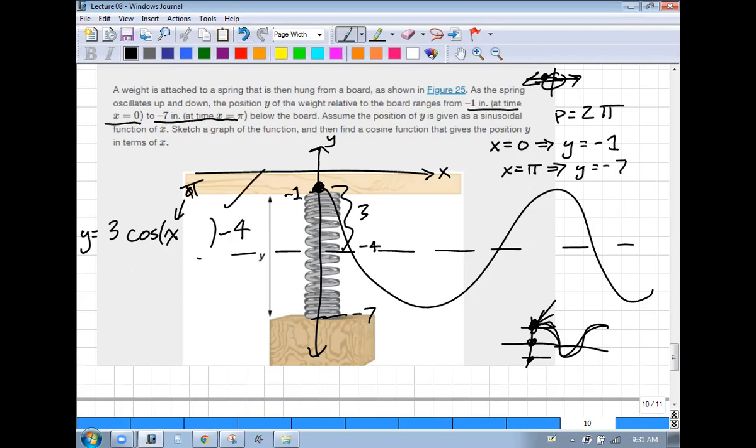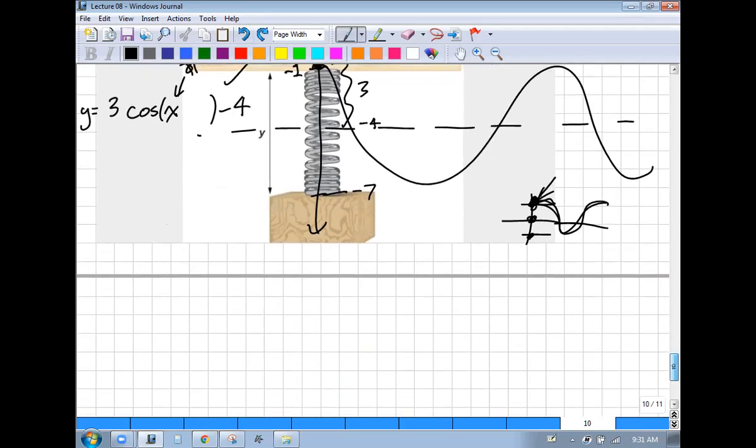Right. And you want to do the test point. Sometimes you look at the amplitude, but you might need a minus out here in front. This thing might need to be flipped, right? So always throw in some test points to see how legit it is.